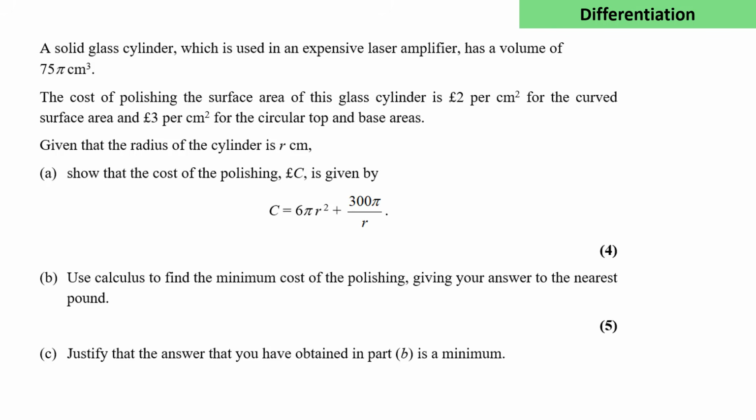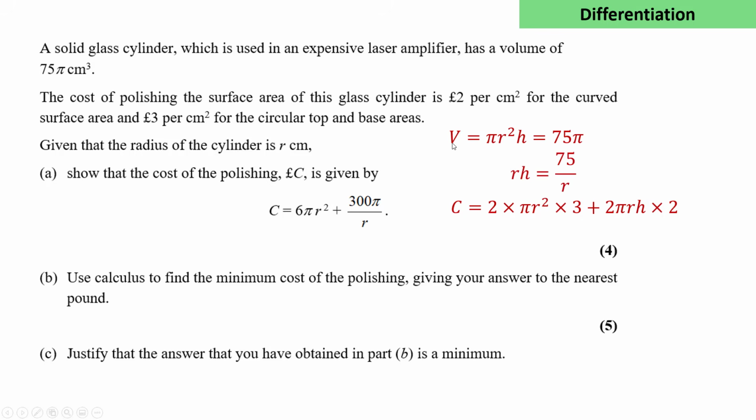So assuming that the height of the cylinder is h, the volume will be pi r squared h, and we're told that's 75 pi. If we look at the cost, we take the top and bottom base areas, which will be 2 times pi r squared. We multiply by 3, as it's £3 per square centimetre for these areas. And we take the curved surface area, 2 pi r h, and we multiply by 2, as that's the cost for this area.